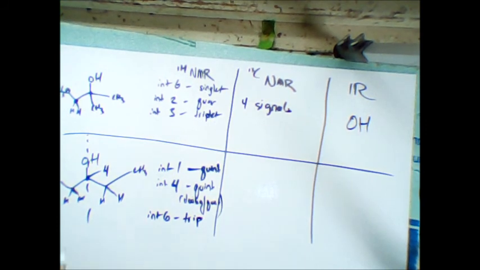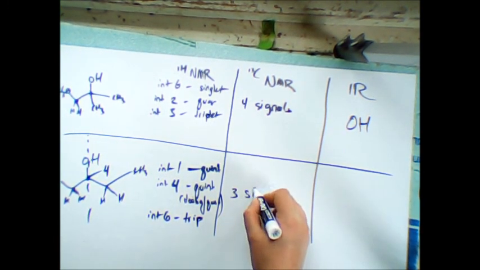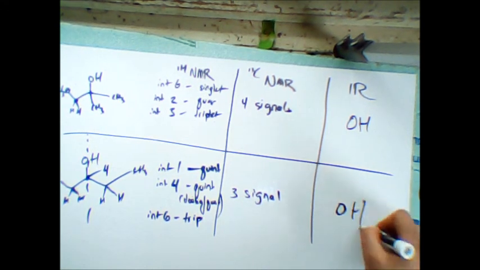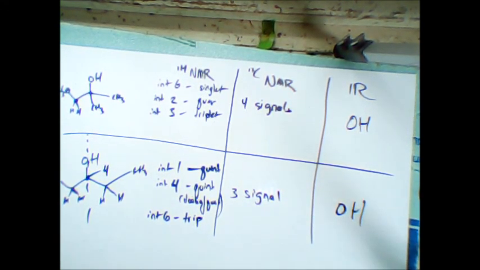CNMR, plane of symmetry, we have 1, 2, 3 types of carbons. 3 signals. And for our IR, we also have that OH, and again, there's really nothing else interesting about all this. So, what are our major differences?